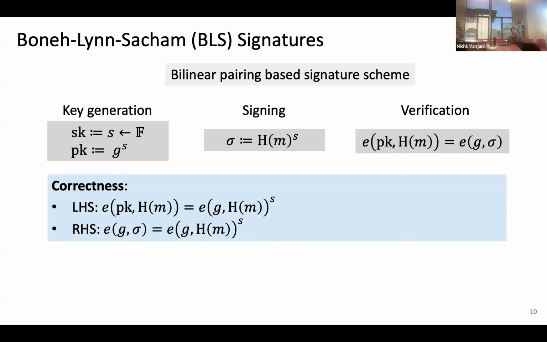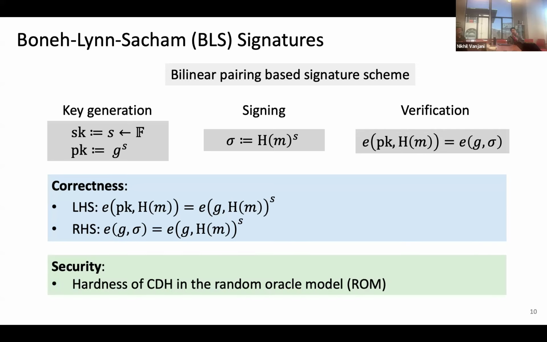Okay. So G is also public. G is a public parameter. It's a generator of an elliptic curve with hard CDH. For security, this scheme relies on the hardness of computational Diffie-Hellman in the random oracle model. So this hash function, we need to model as a random oracle. Okay, any questions on this?